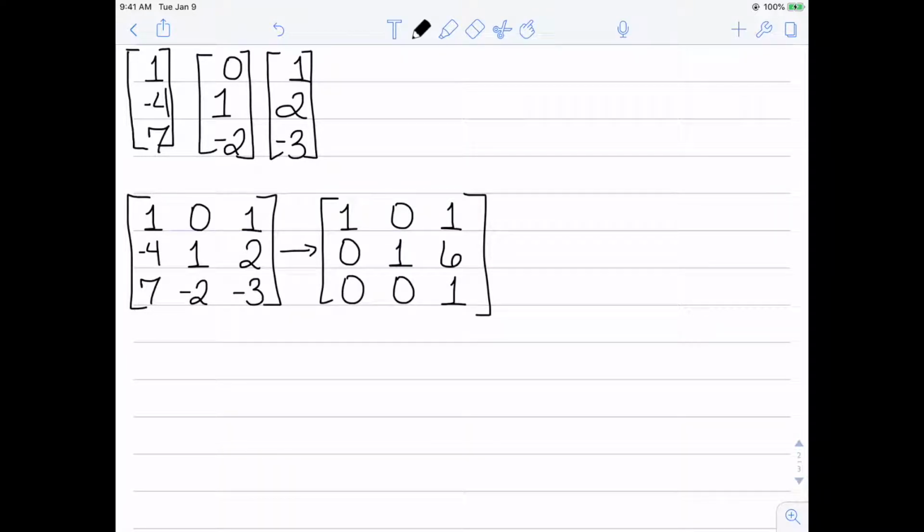And when I try to reduce this to row echelon form, this is the matrix that I get. We can see that there's no free variables since I have a pivot in every single column, which tells me that I have only the trivial solution. So these vectors would be linearly independent.